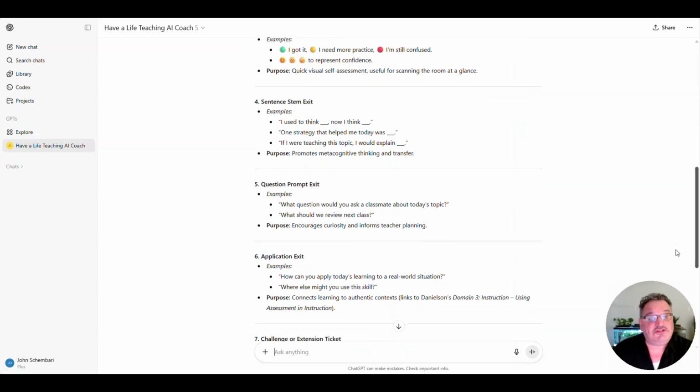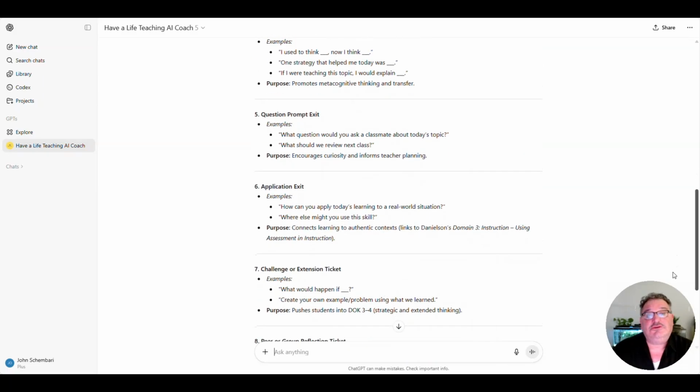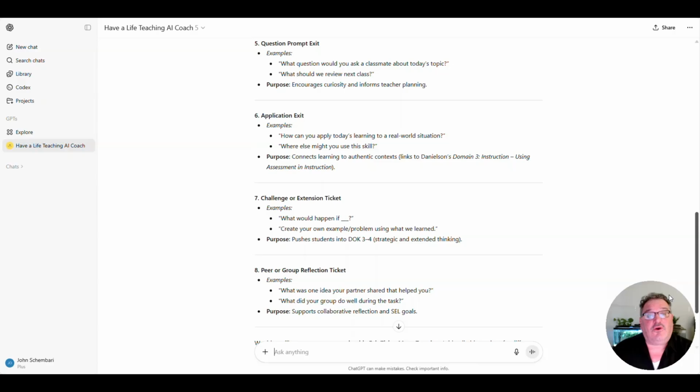You could do a question prompt exit. You could do an application exit. How would you apply today's learning in a real world situation? And you could also do a challenge or extension ticket.